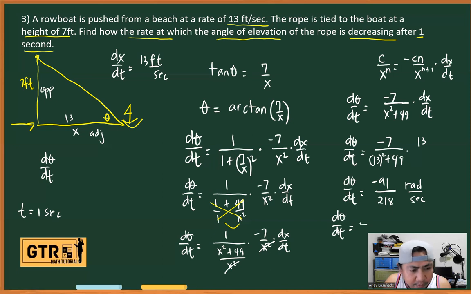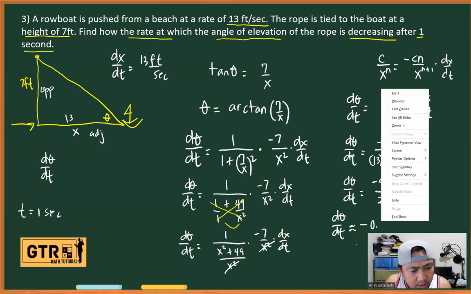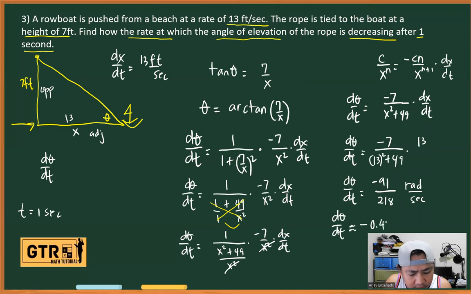Okay, so therefore we have approximately negative 91 divided by 218. So we have approximately negative 0.41 or pag ni-round up natin, 0.42. Ayan, so 0.417, kasi 0.42 radian per second. So this is the final answer, negative 0.42 radian per second.